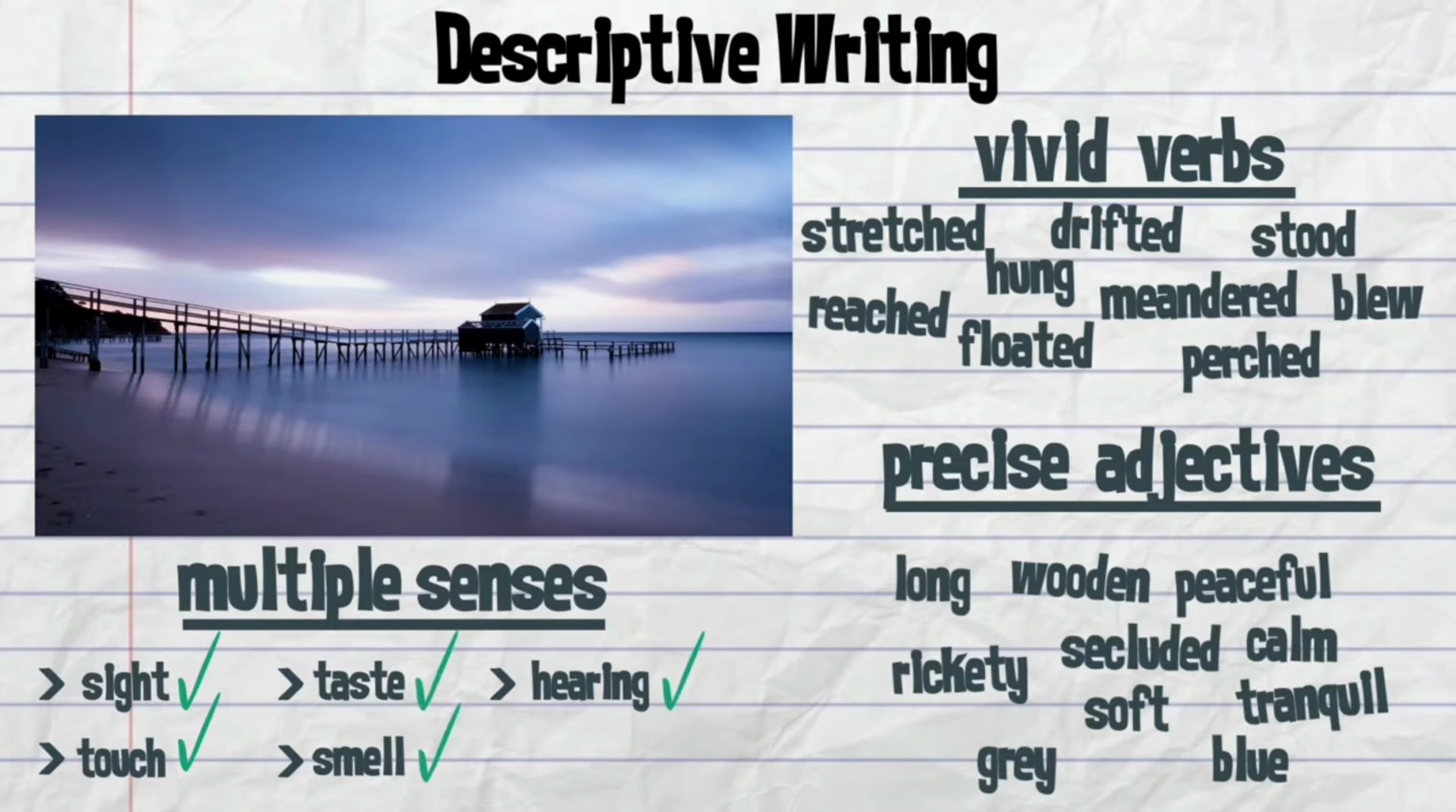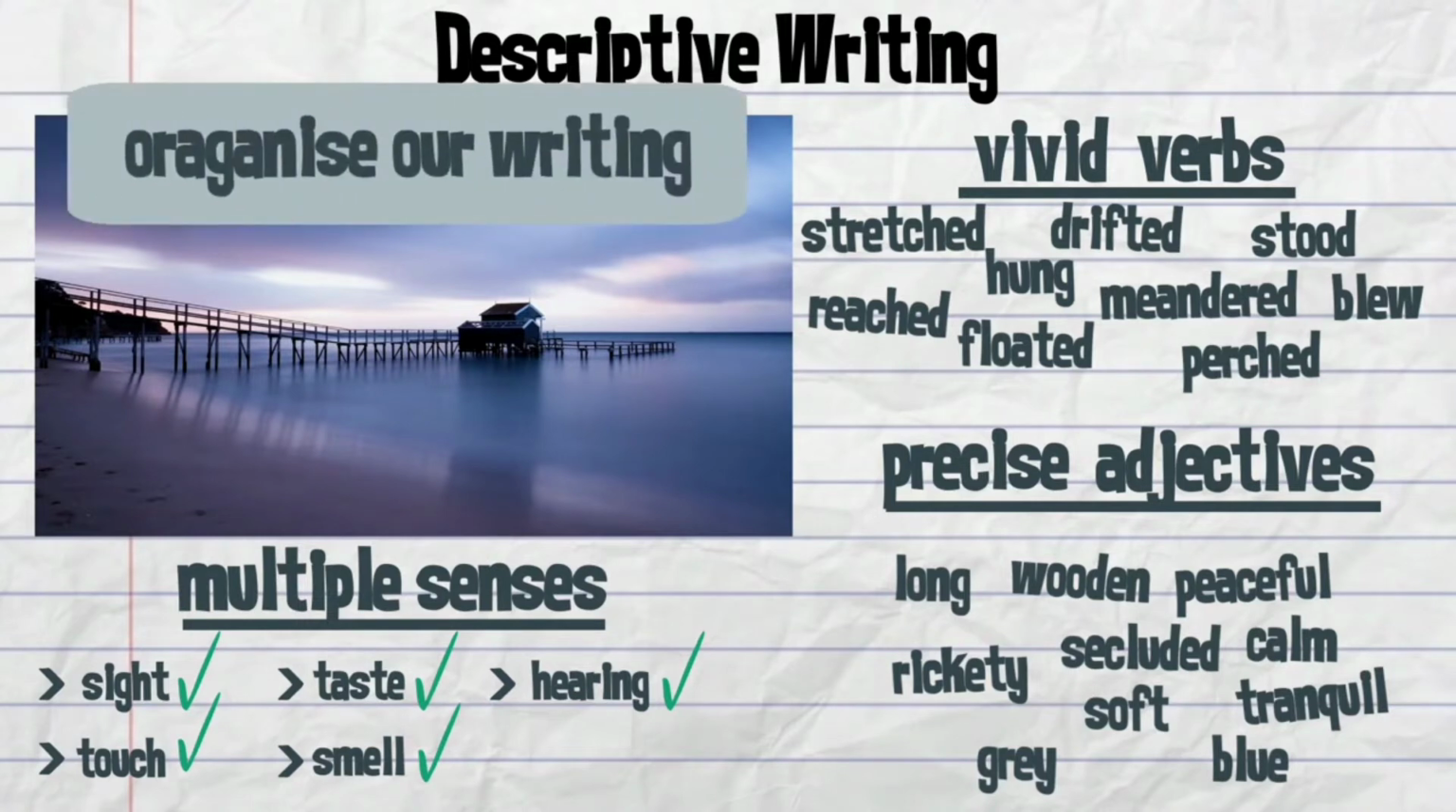Now, before we put our ideas together and start writing, let's take a moment to think about how we could organize our writing. Perhaps we could focus on one sense at a time, or maybe we could focus on one part of the setting and then move on to the next. Before you start, remember the purpose of your writing: to describe the scene in such a way that allows the reader to build a strong image in their mind. And we are going to try to do that by showing, not telling. Pause here while you write.